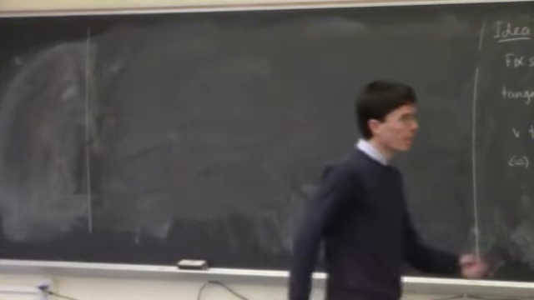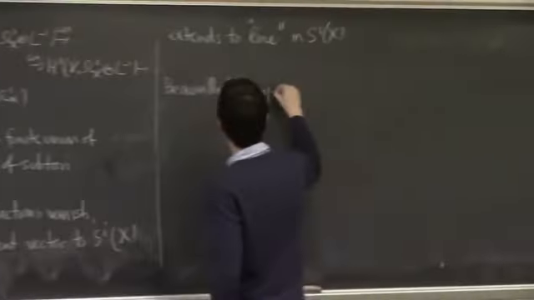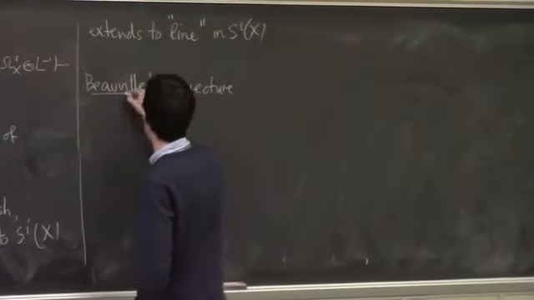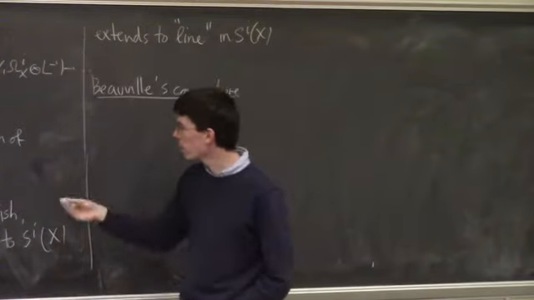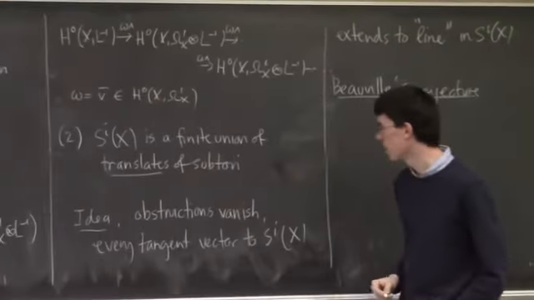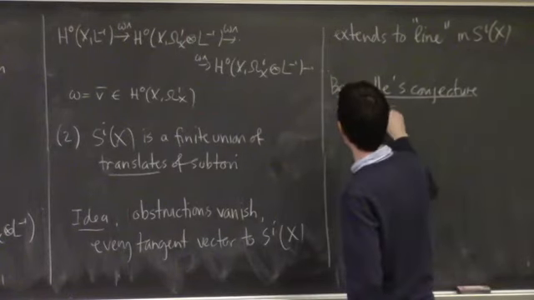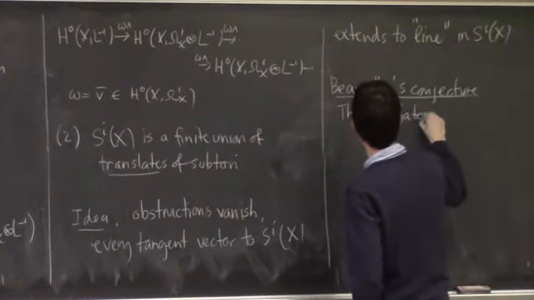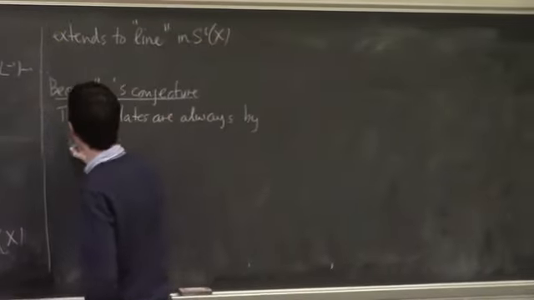okay, so let me mention one result related to this statement here. So this Si of x, there's actually a conjecture by Bourvil about this, which was made at roughly the same time that Green and Lazarsfeld started proving these things. And so Bourvil conjectured that here, these translates, they should actually always be points of finite order. So the translates are always at points of finite order.